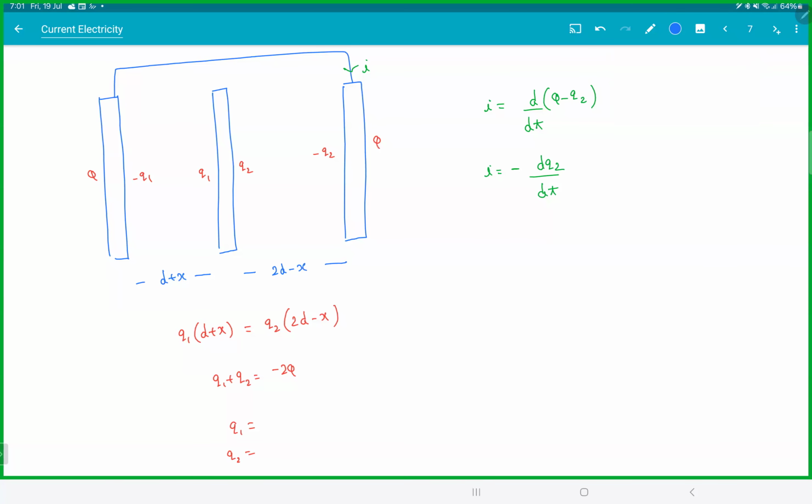Make sense? You'll be able to handle. So this is one equation, this is the second equation. From there, get Q2, differentiate, you'll get the current. This is what you do in all the questions, right? Somehow you'll find the charge Q and from there you'll just figure it out.